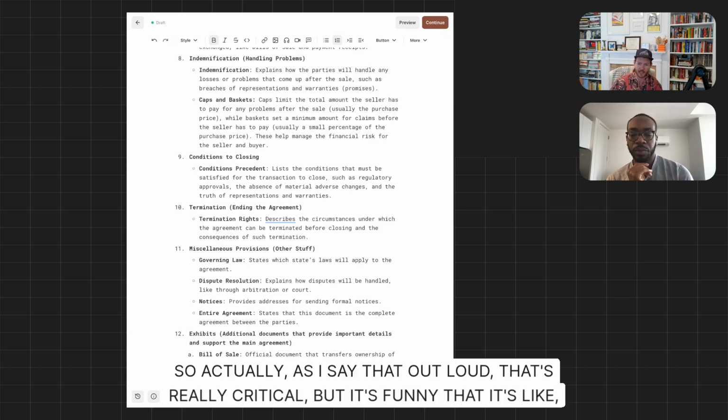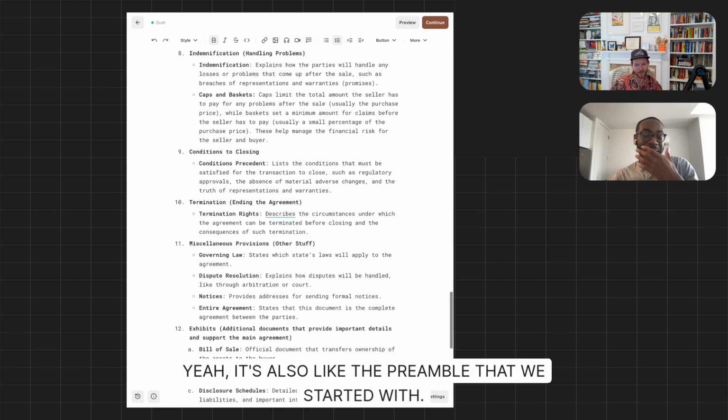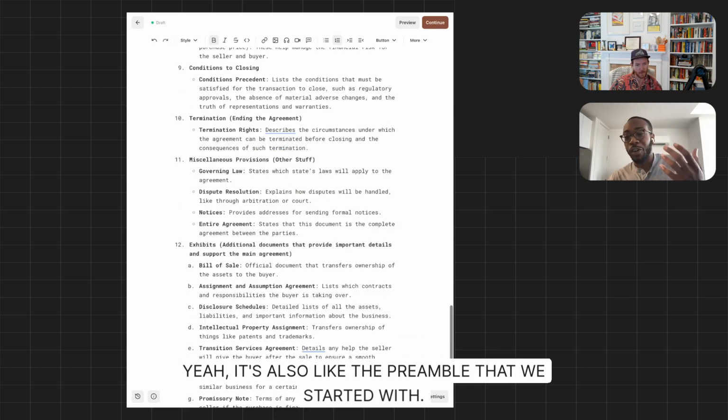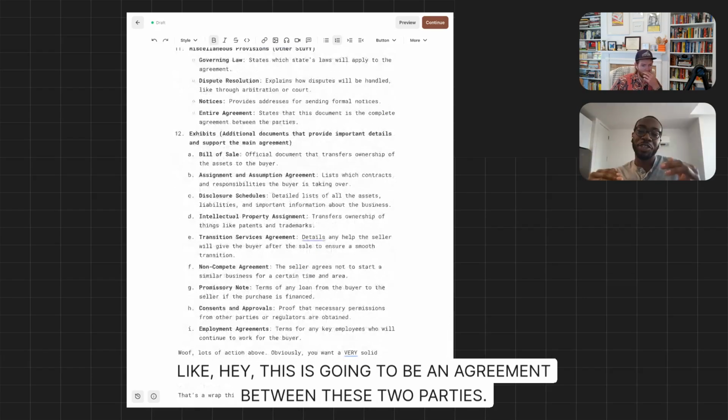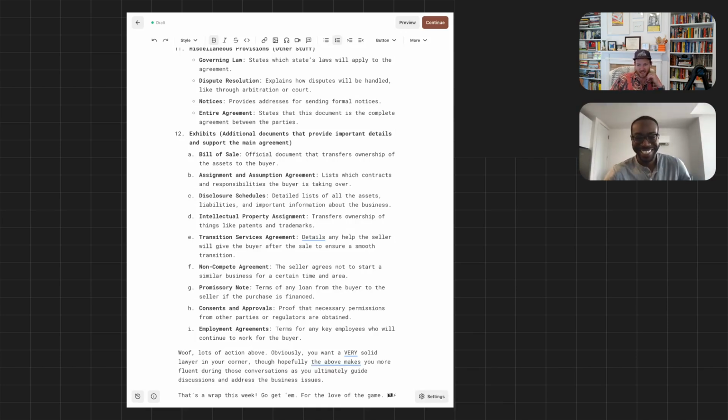Right. Actually, as I say that out loud, that's really critical. But it's funny: this agreement is the entire agreement. It's like, yeah, I read all 35 pages. I got it. It's also like the preamble that we started with, where it says this is going to be an agreement between these two parties, and then you get to the bottom and it's like, now this is the entire agreement. Welcome, you've arrived. Yeah, exactly.